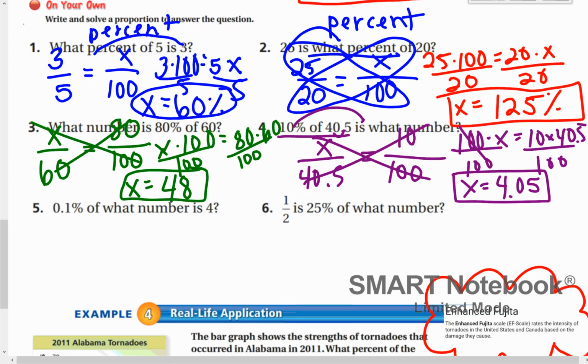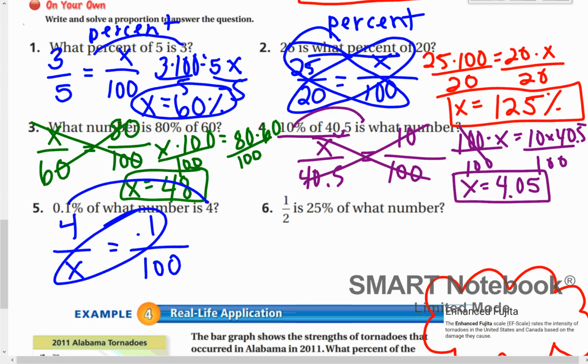Number 5. 0.1% of what number is 4? Okay, so let's start with 0.1 over 100 because it's 0.1%. 0.1% of some number is 4. So 0.1% is 4. So that 0.1 and that 4 should match up. We don't know the number.